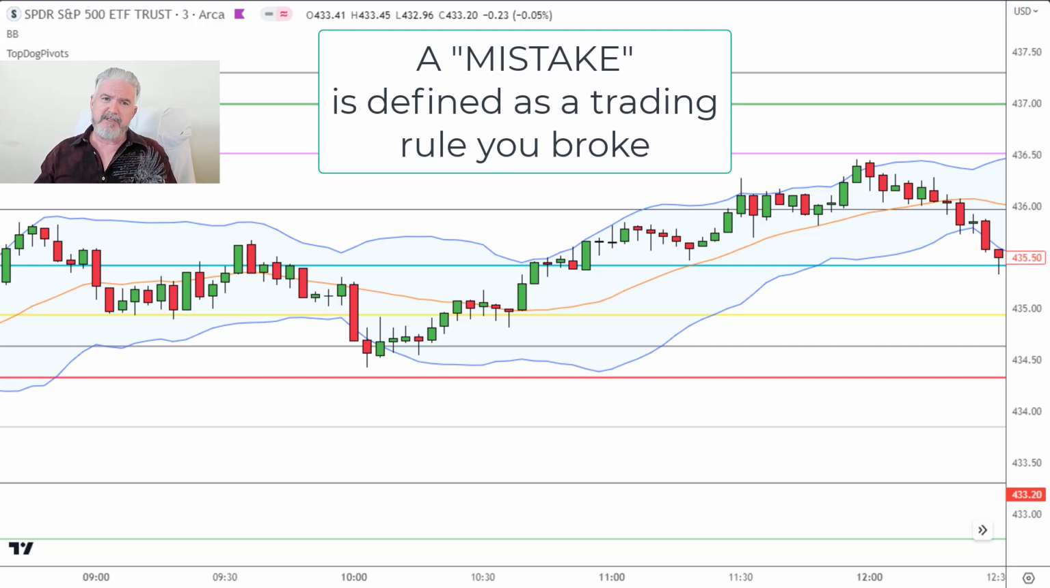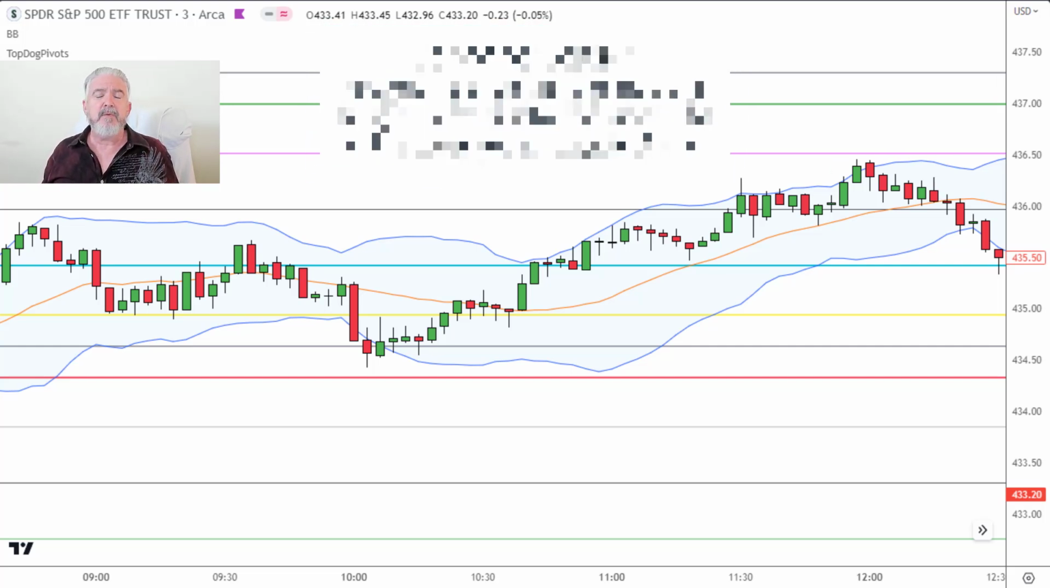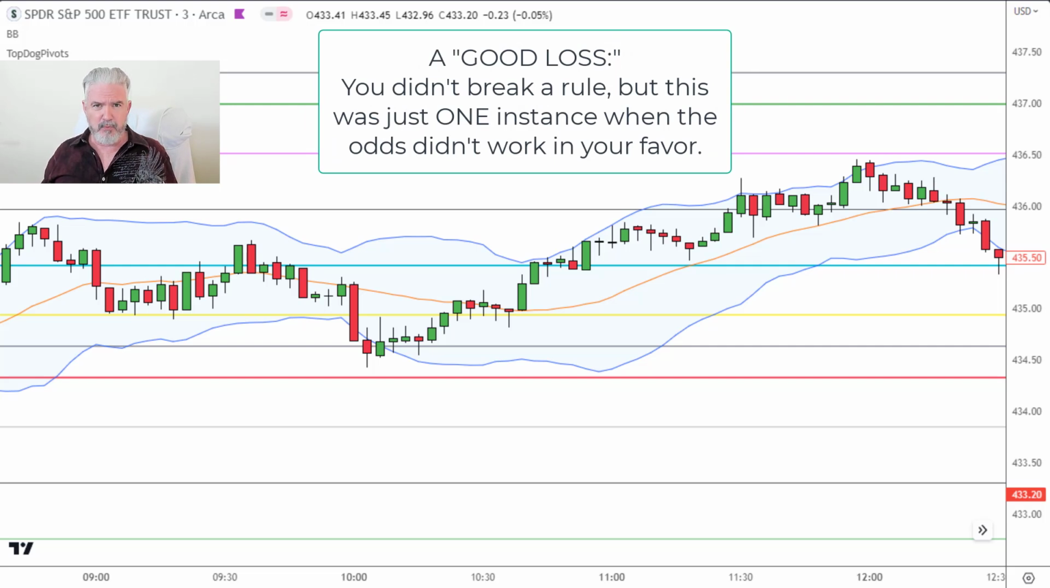And that's what's defined as a mistake. Now, if you have a loss and you made no mistakes, we call that a good loss. It means, okay, again, we're trading statistics, not certainties, and therefore sometimes the statistics are not going to work out in our favor, but we did the right thing because we kept our rules. Now, you keep track of that and you look for patterns because everybody is different.